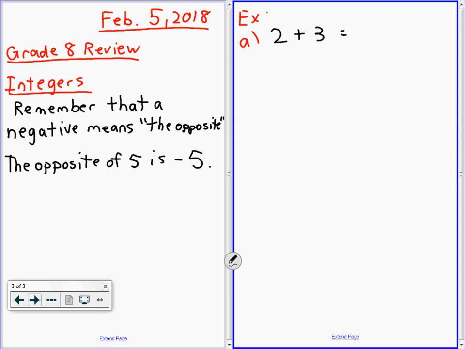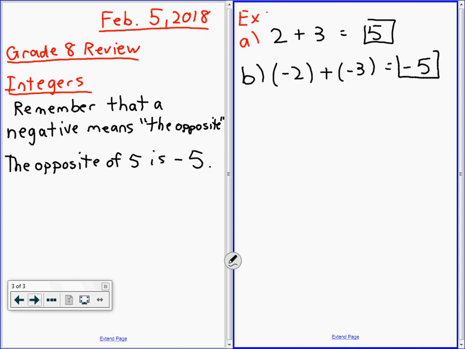Awesome. All right, Brady. 2 plus 3 is 5. What's negative 2 plus negative 3? Negative 5, easy enough. Okay. For negatives, if they're both the same sign, you just add them. It's just like adding without any negative.